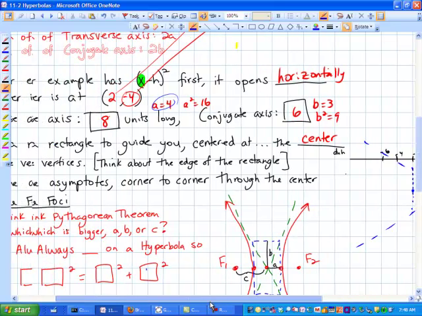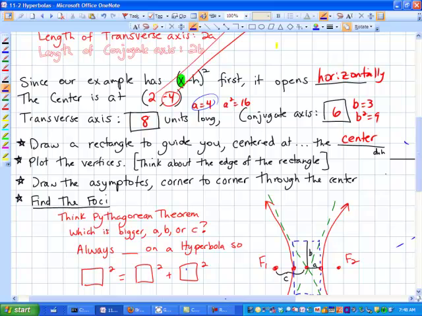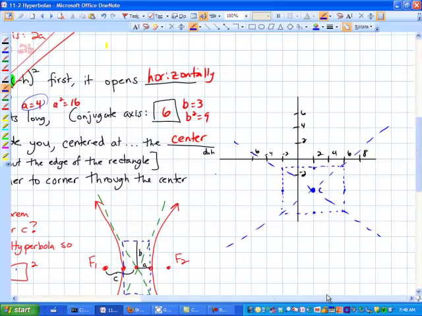Now I'm going to jump back here and take a look at this. All right, plot the vertices. Think about the edges of the rectangle. I just did that. Draw the asymptotes, corner to corner through the center. I just did that. What I'm going to need to do here is identify what these coordinates are, because those are always, always, always important.